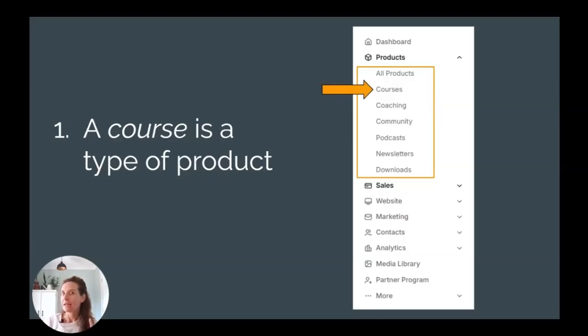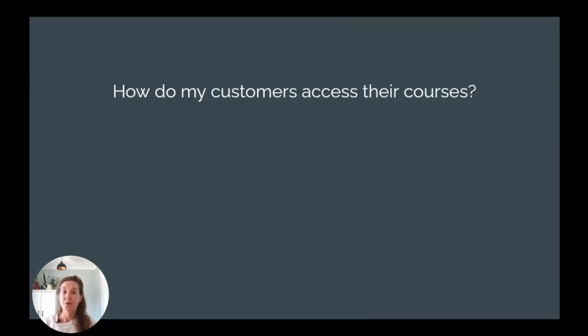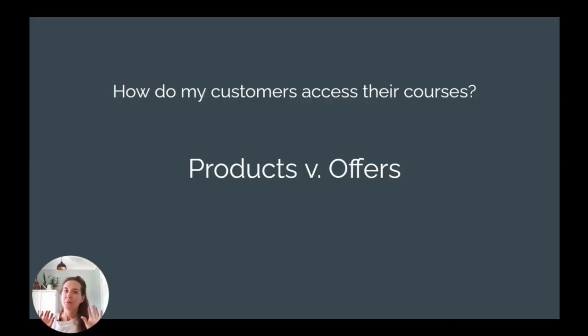But people often use the term course and product interchangeably. In order to understand how your customers get access to your course content, you need to understand this umbrella product term. Okay, so again, going back, how do my customers access their courses? What they're actually accessing is a product, and we do that via an offer. So we're going to talk about the relationship between products and offers. We're also going to talk about pricing because that's the new term that Kajabi threw into the mix recently.